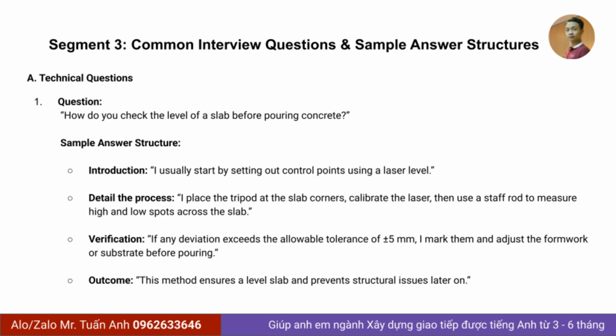Verification. If any deviation exceeds the allowable tolerance of plus minus 5 millimeters, I mark them and adjust the formwork or substrate before pouring. Outcome. This method ensures a level slab and prevents structural issues later on.